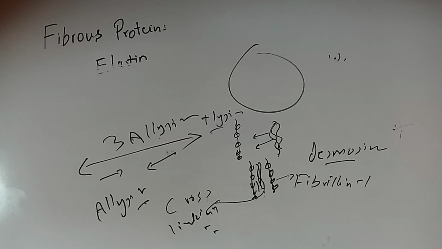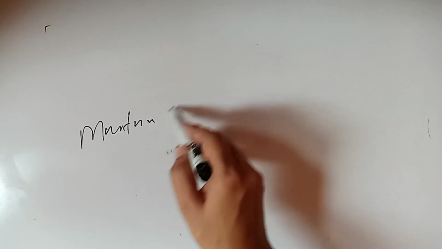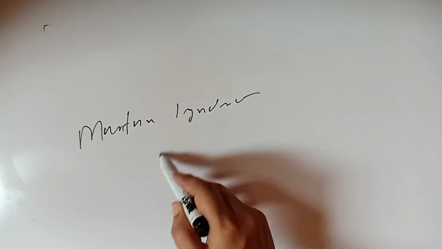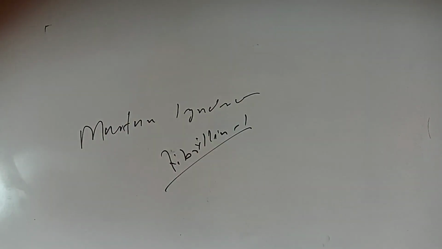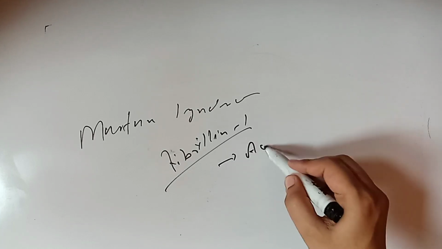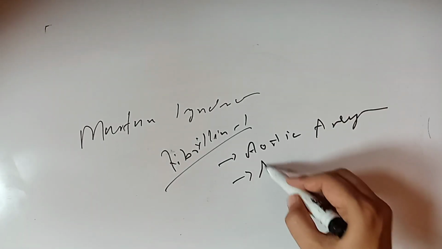Another disease we should know in the context of these elastic fibers is Marfan syndrome. What happens in Marfan syndrome? The fibrillin 1 protein is defective due to genetic mutations, and when this protein is defective, the elastic fibers are not synthesized normally. It leads to cardiovascular symptoms, for example aortic aneurysm and aortic dissection.